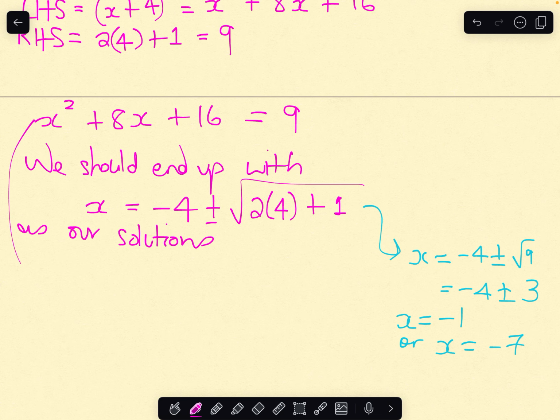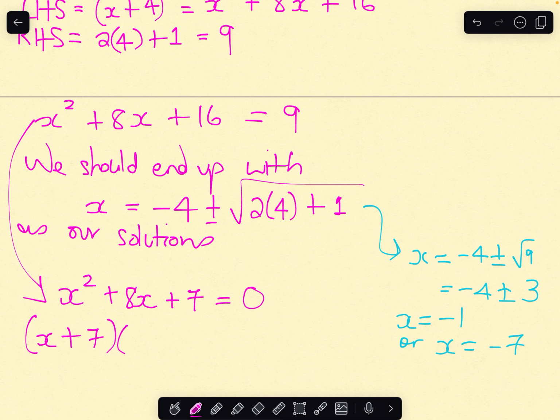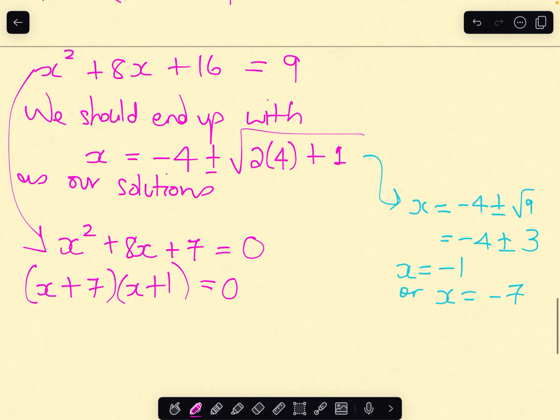Anyway, so we are back to solving this and seeing what solutions we get. To do that, I can get everything to one side. So 16 minus 9 is 7, and so we end up with (x + 7)(x + 1). And indeed, our solutions are x equals minus 7 or x equals minus 1.